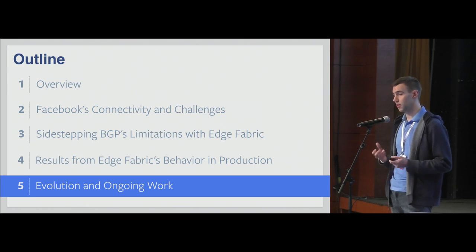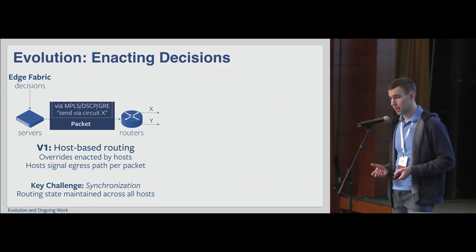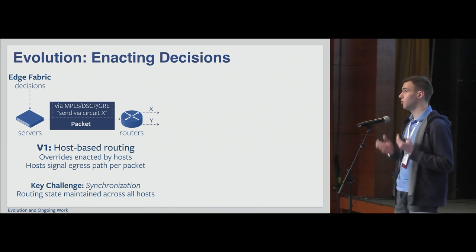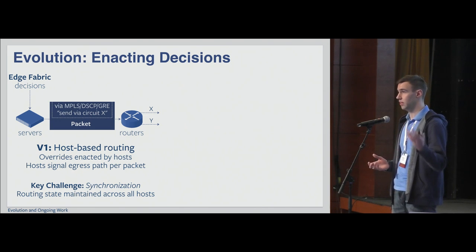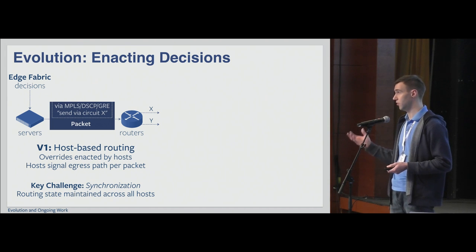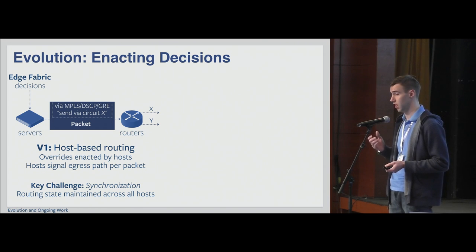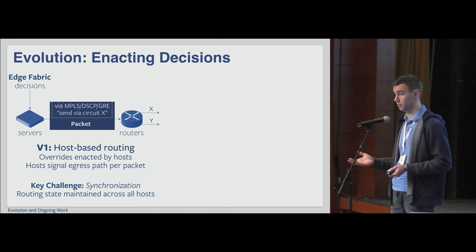So now I'm going to talk about the evolution of Edge Fabric and some ongoing work. So I talked earlier about those two extremes of how you can have routing decisions made at the edge of your network at routers, or you can have routing decisions made at your hosts. And when we actually started off with Edge Fabric, we were doing the other extreme, routing decisions made at our hosts. And that's called host-based routing.